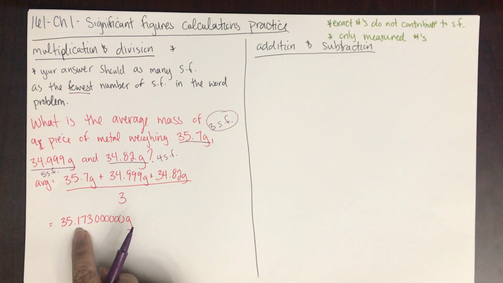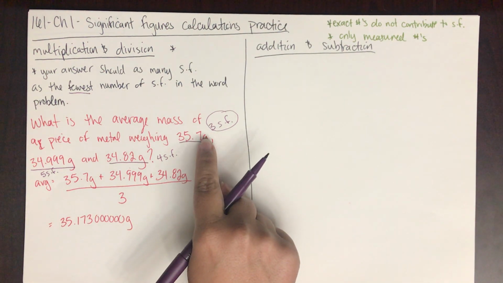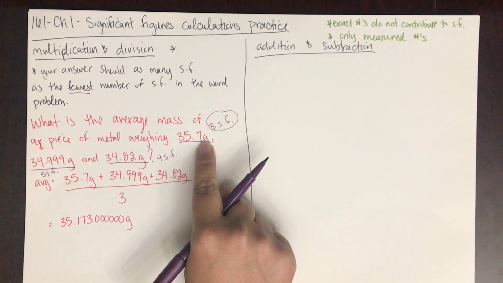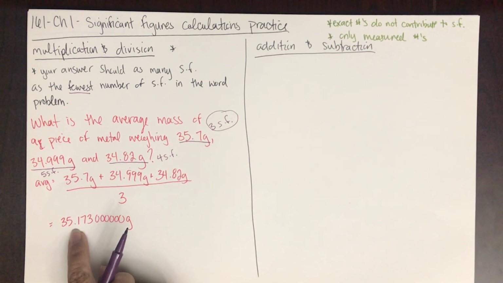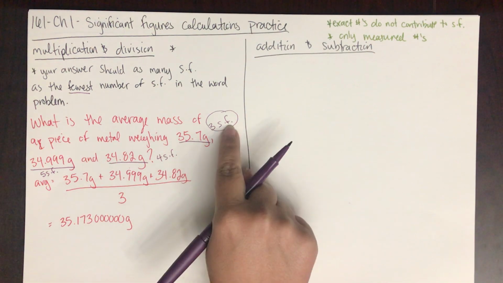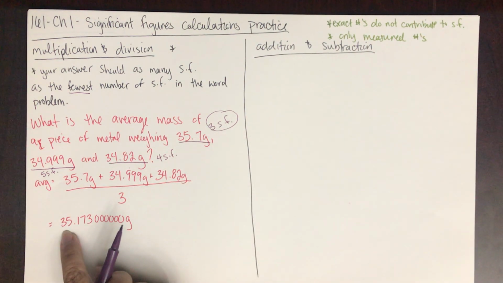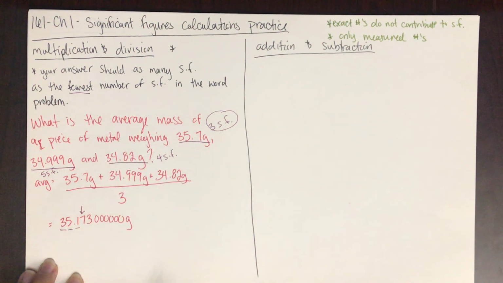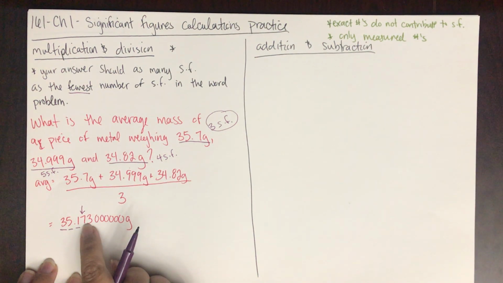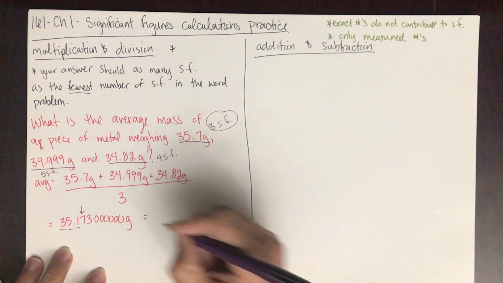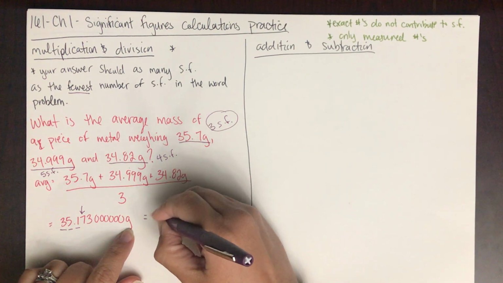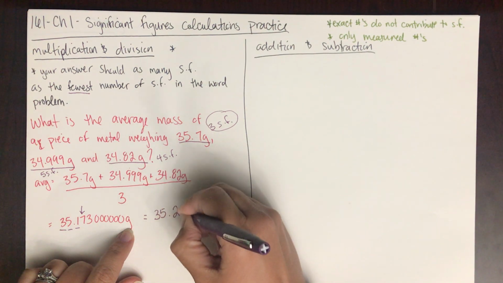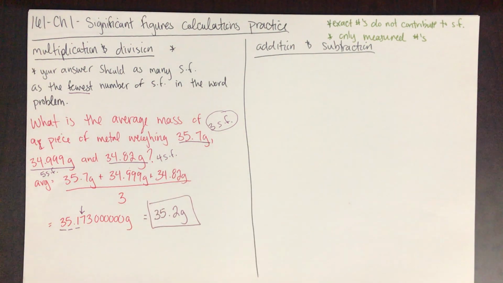So that means my answer cannot be more precise than this measurement, because this is the least precise. So my answer can't be more precise than that. So 3 significant figures is how many I need. 1, 2, 3, and then I look at the number after it. This number is higher than 5, so I'm going to round up. So the answer to this question is 35.2 grams. That is the answer.